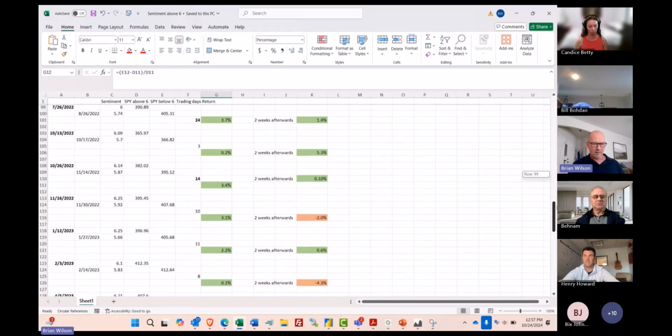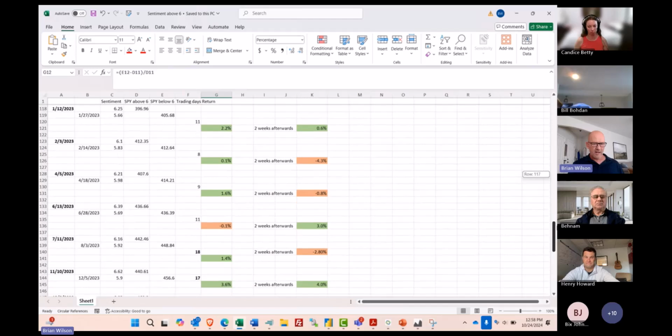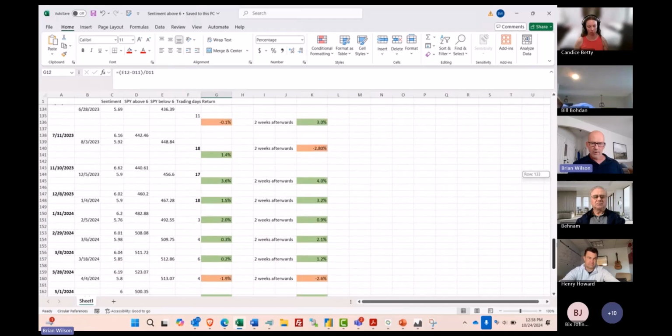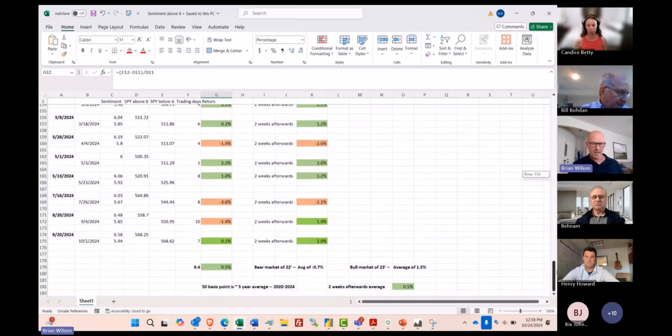We'll go ahead and slowly walk you through the rest of the numbers. But once again, as I mentioned, for the whole data set, that's 50 basis point gains. During the bear market, that average was negative, so we lost 70 basis points. During the bull market of 2023, we gained 150 basis points. So I just wanted to walk you through that.